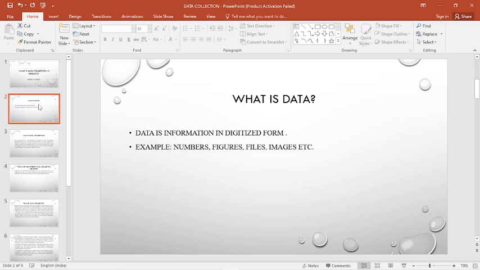Some examples of data are numbers, where we are collecting data in the form of numbers; figures, meaning diagrams; files, meaning executable files and non-executable files; images, etc. So these are some examples of data.